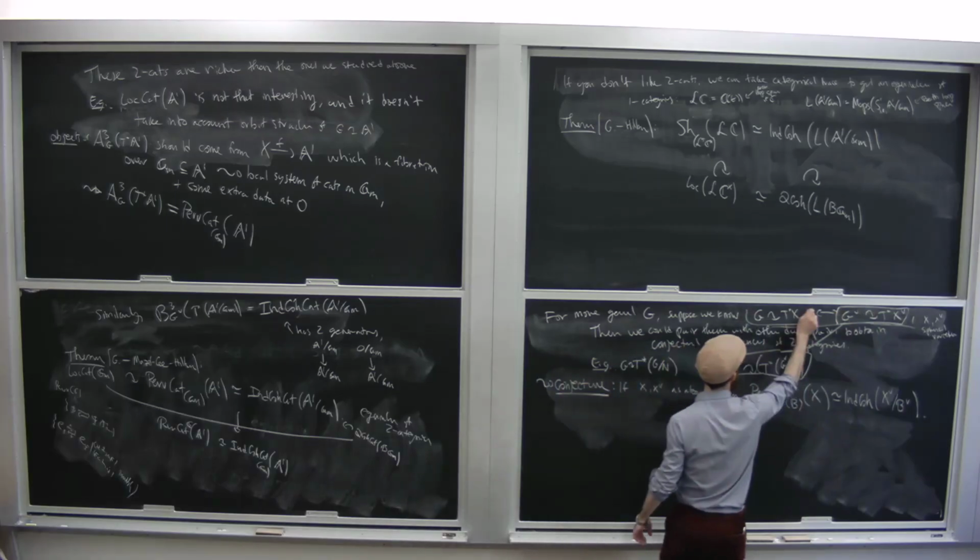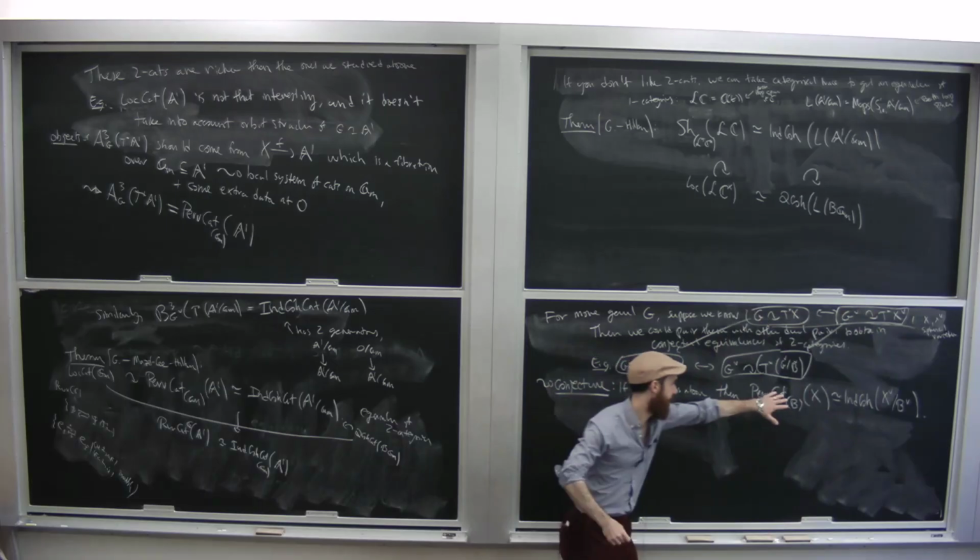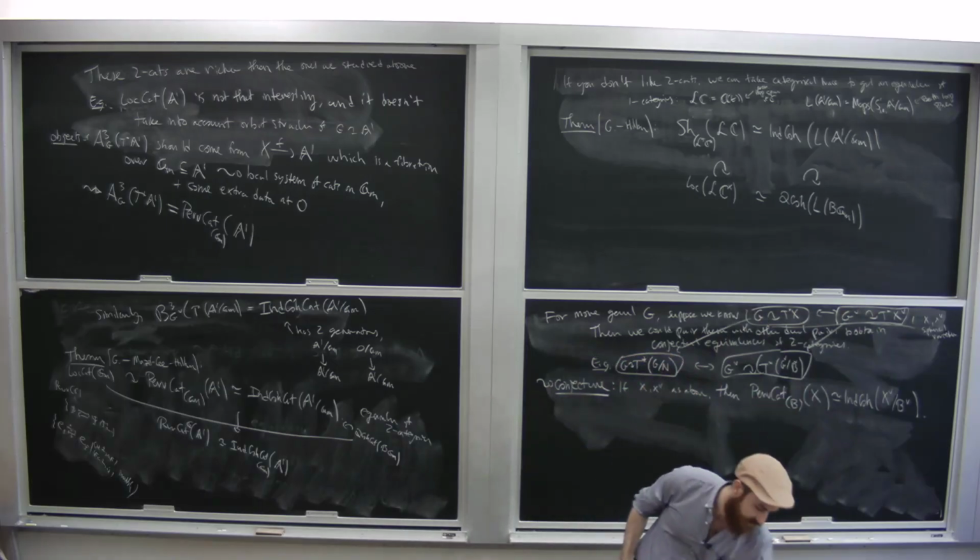And similarly, I took this object and I paired it with this object here to produce the conjectural left-hand side two category here.